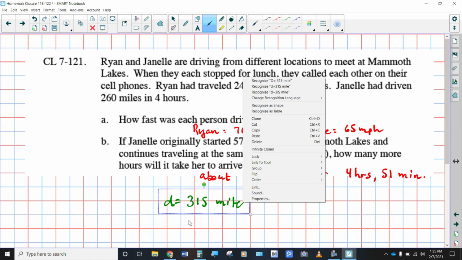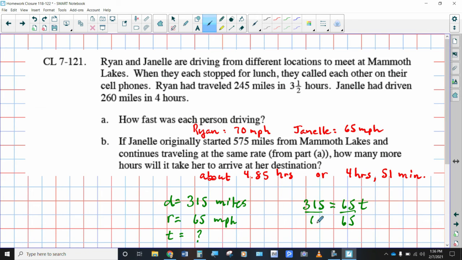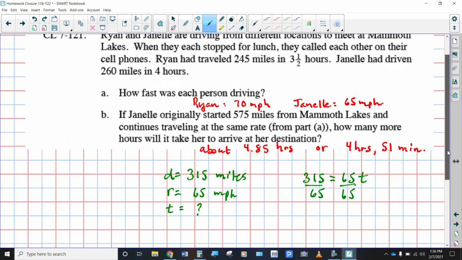She is going to be traveling at a constant rate of speed of 65 miles per hour, and it's the time that we are looking for. Now, let's not use an X. Let's use the T. We don't know what this is. So 315 will be equal to 65 times T. So how do I solve for T here? 315 divided by 65. We just use our algebraic reasoning, and that will tell us our time in hours.